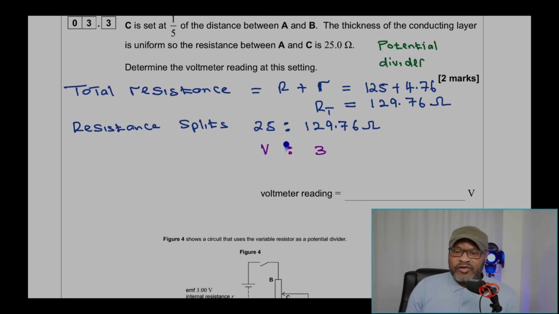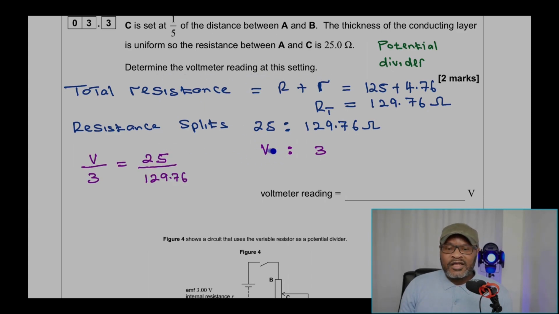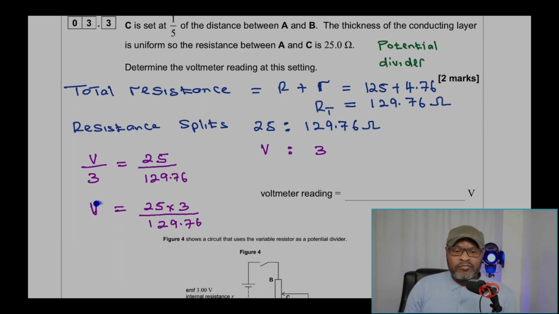V, in terms of the voltage, is going to be V to 3. We know the voltage of this one, which is 3 volts. We need to find that voltage, because that's what we're told to find. So if I do that divided by that, equal to that divided by that, I can work out my V by multiplying both sides by 3, and that voltage would be 0.58 volts. So the voltage reading that we're expecting should be 0.58 volts.